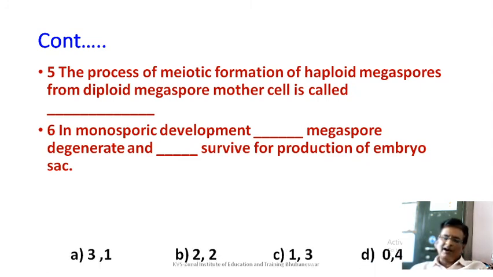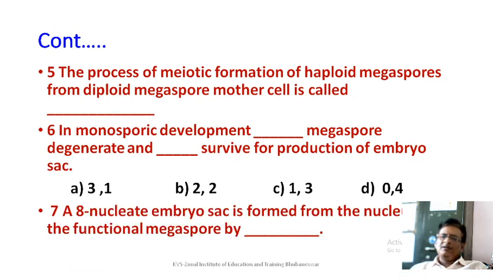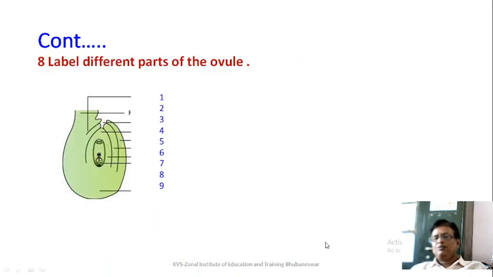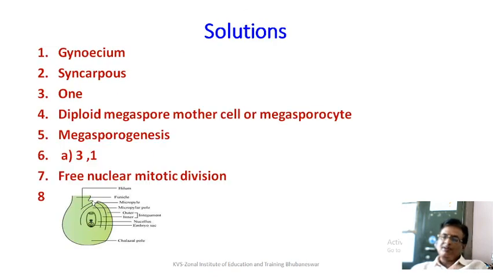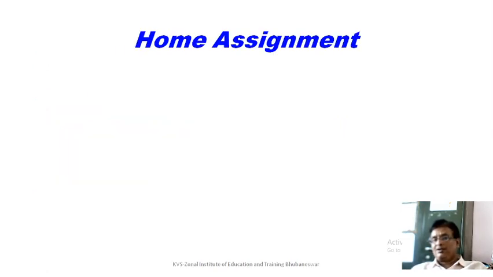If you have tried it, then in the next slide you are going to get the answer. An 8 nucleated embryo sac is formed from a functional megaspore by, you have to name the process. So this is yet another diagram where you have to label different parts. These are instant evaluations of whether you have absorbed the chapter or not. Solutions are also given. If you cannot solve it, or if you have solved it, compare your results to find out whether your answers are right or not.